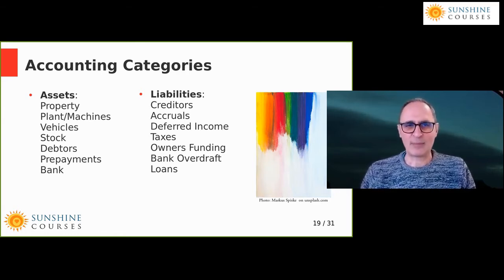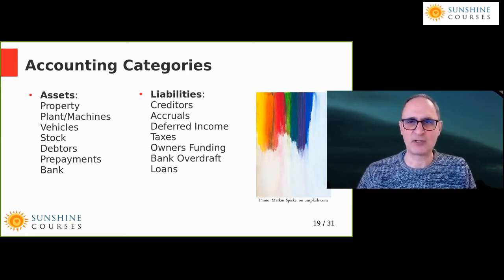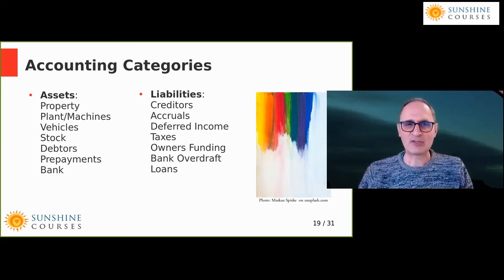And a couple of other assets which just appear naturally, and we've already talked about them, are debtors, prepayments, and bank. Those sort of naturally occur with what we've already talked about. And the counter side to that is liabilities. We've talked about creditors, we've talked about accruals, and a couple of other liabilities we may need to keep track of, one is taxes.